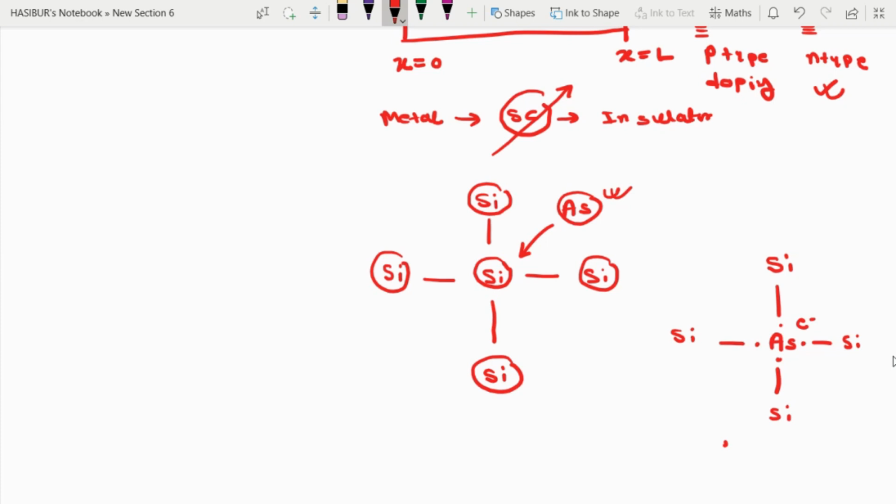This is not initially free. There is some sort of attraction, but if thermal energy is provided, this bond will be broken and this electron will be free. Now this free electron will move inside the whole lattice, and there will be conductivity. This is a free electron, and it will give rise to conductivity. As we dope with more arsenic, if you increase the dopant concentration, then the free electrons will increase and the conductivity value will increase. Okay, fine.